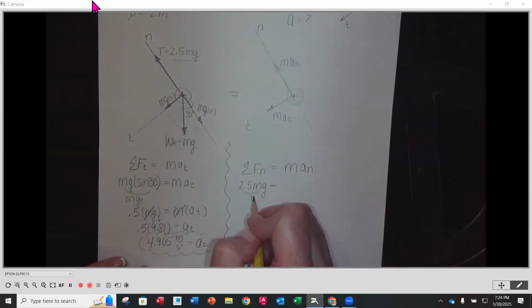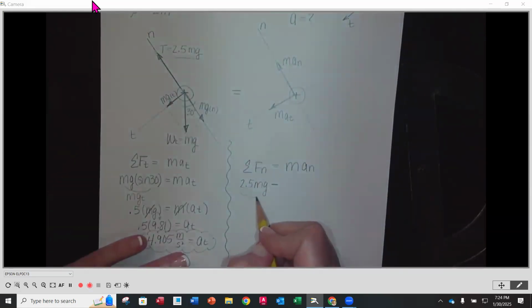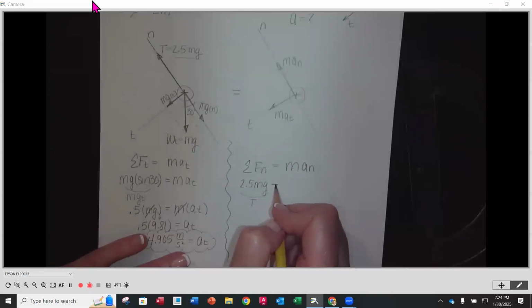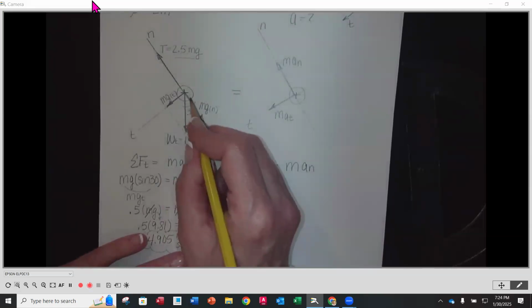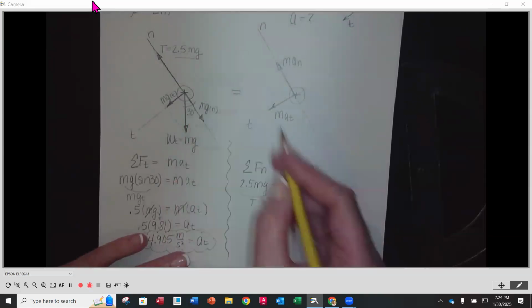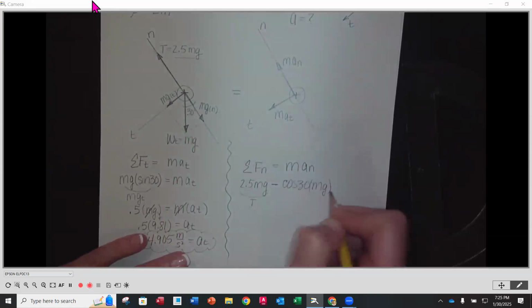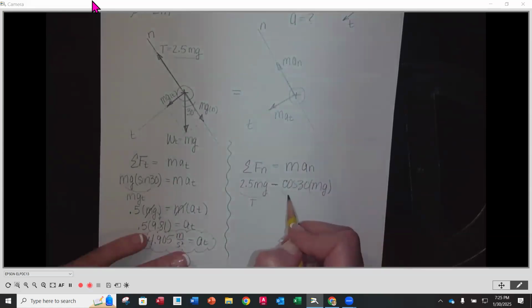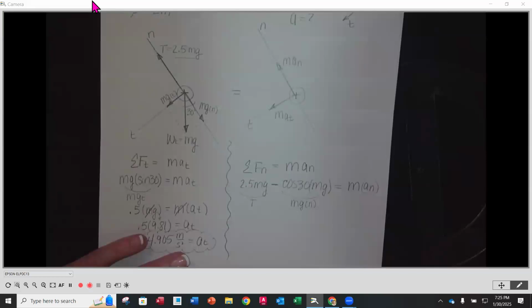Minus, so this is T if you would, right? Make it like this. This is T. Minus, going down, this time it's the cosine, because it's the side adjacent to the 30. So cosine 30 times mg is going to be the mg normal component, right? It's going to be equal to the mass times the normal acceleration of gravity, okay?